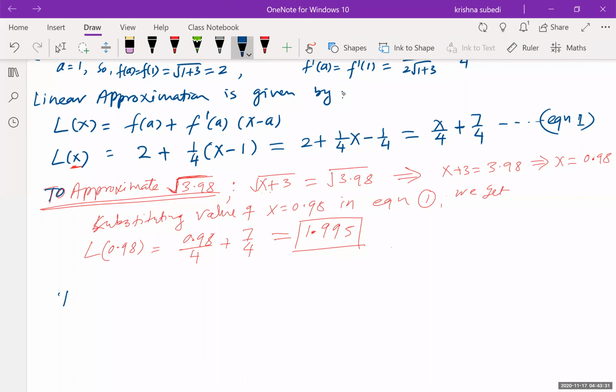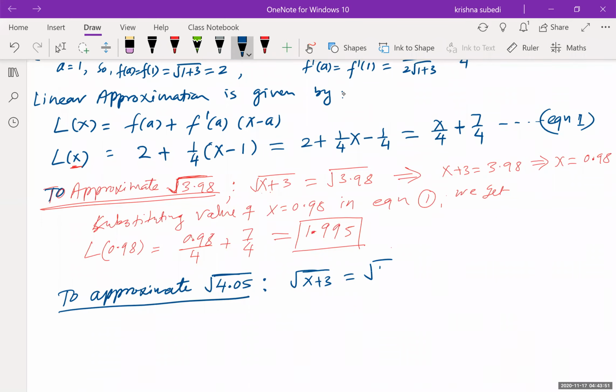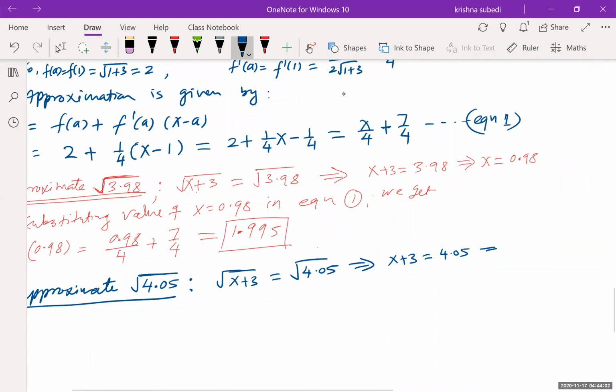Now, second thing, now we want to approximate. There are two questions actually. What is the other one that we want to approximate? Can you tell me? It is square root of 4.05. Is that right? Okay. So then we will figure out the value of x. That means square root of 4.05. So that gives me x plus 3 equals 4.05. So this gives me the value of x equals 1.05.